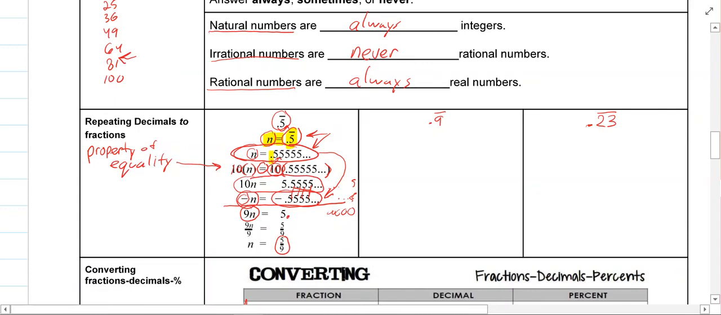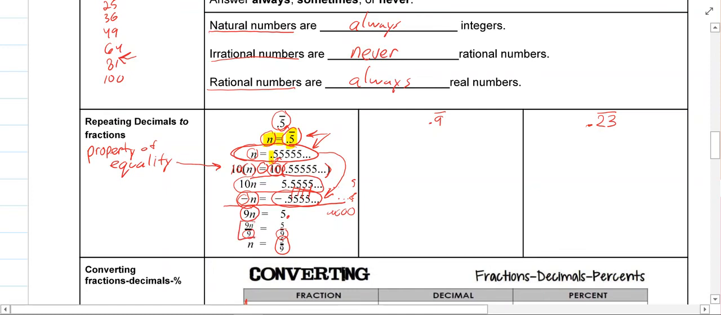Now here we go. 9n is now equal to 5. All right, well, how do we get rid of the 9? Well, we have to use another property. Okay, so to get rid of the 9, we want to divide it by 9. Because 9 divided by 9 is 1. And 1 times n is n. We'll talk about that in a little bit. So if I divide one side by 9, what do we do? Property of equality, divide the other side by 9 as well.